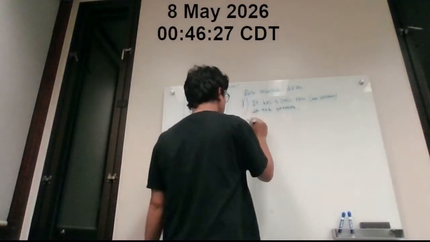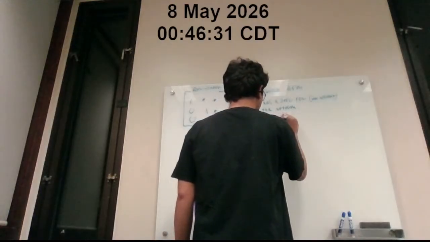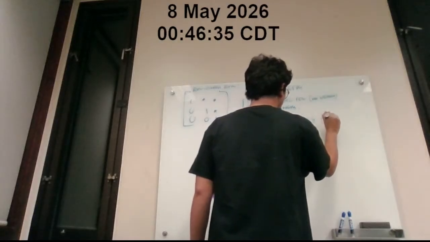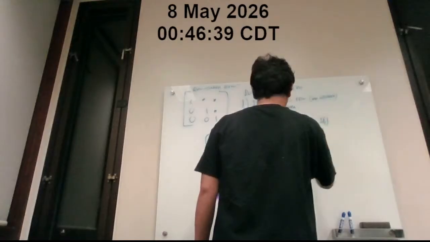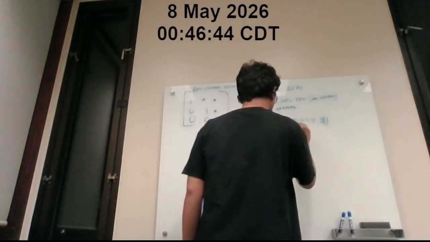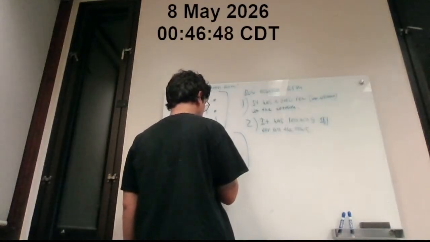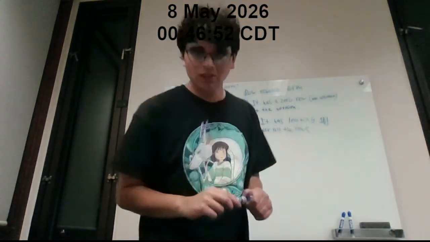And then number two, it has leading ones for all the rows. So as you can see here, leading one, leading one, leading one, on top of each step of the staircase, essentially.